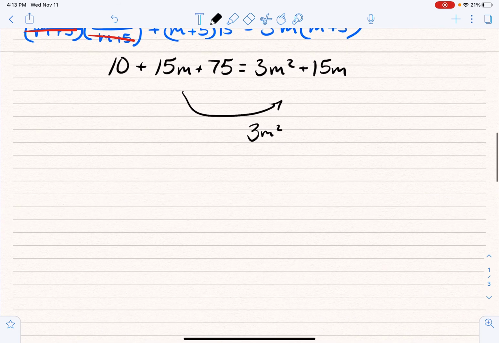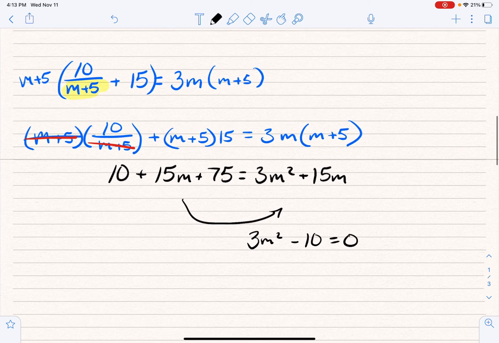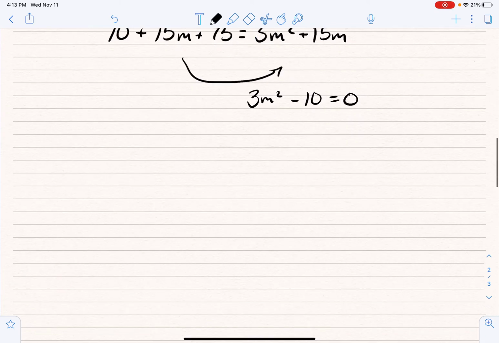So I'm going to subtract 15m from both sides, so that's going to disappear, and then I'm just going to have minus 10 equals 0. Okay, I hope I'm not making a mistake on this one, but it's possible. If I am, I don't see it. Okay, so this is what I have. 3m squared minus 10 equals 0.